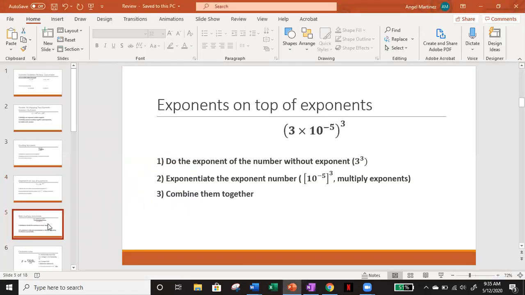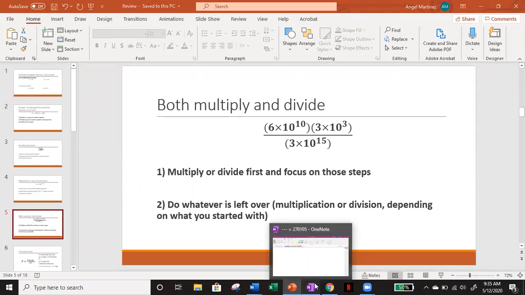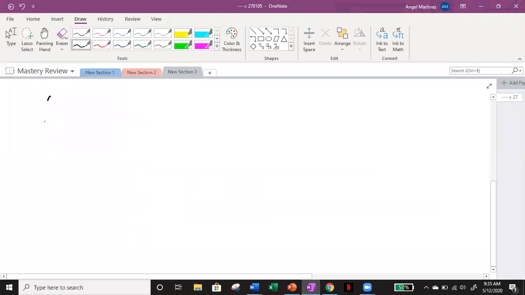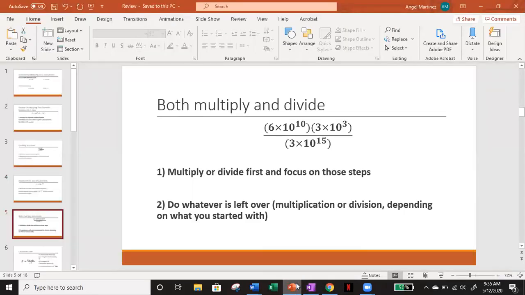Now, the last thing for this is we can also combine these together so we can multiply and divide at the same time. So let me show you how to do this. 6 times 10 to the 10 times 3 times 10 to the 3, divided by 3 times 10 to the 15.